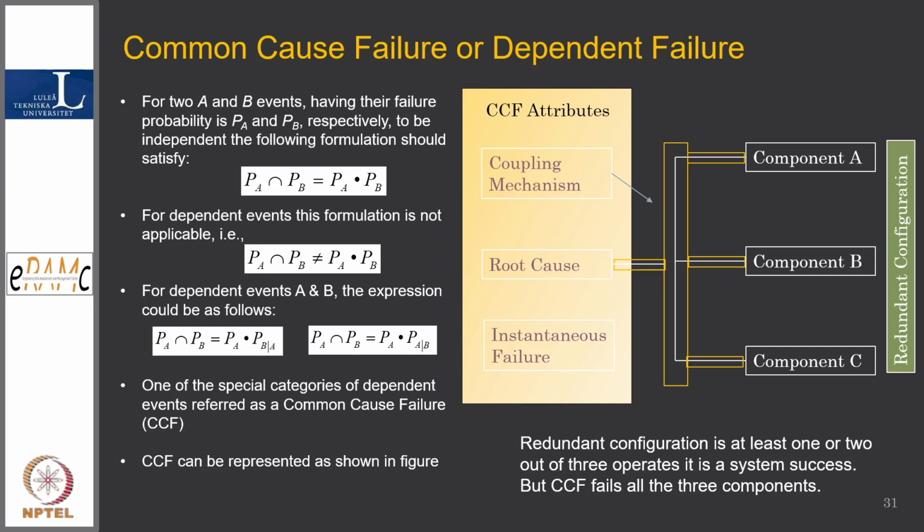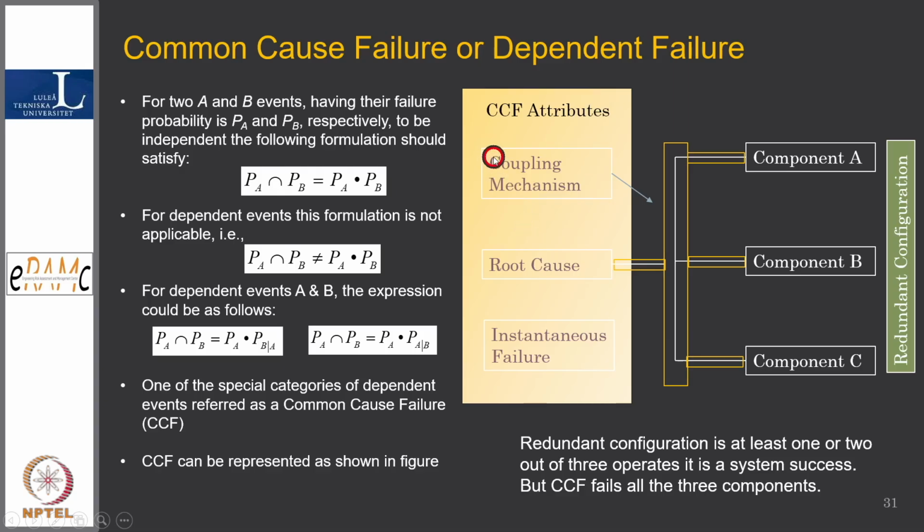Now again, if I want to understand in detail what common cause failure is, common cause failure is characterized by common cause failure attributes. Like we saw, two diesel generator components were there earlier, and now we have component A, component B, component C. They are part of a redundant configuration. That means all the three are doing the same job. So, even if one component is there, it is sufficient and will meet the purpose. But what common cause does is, it knocks off all the components.